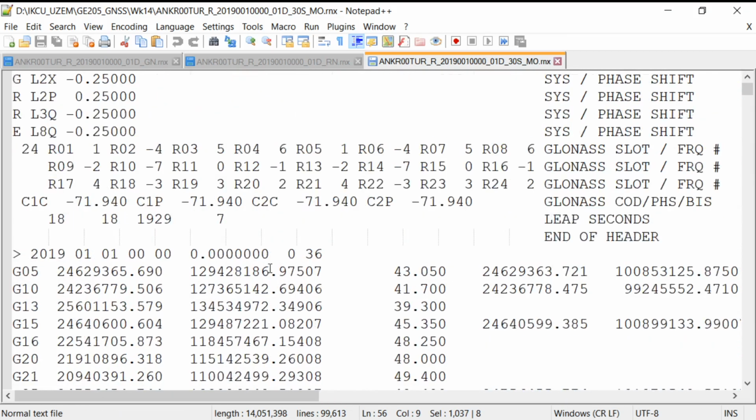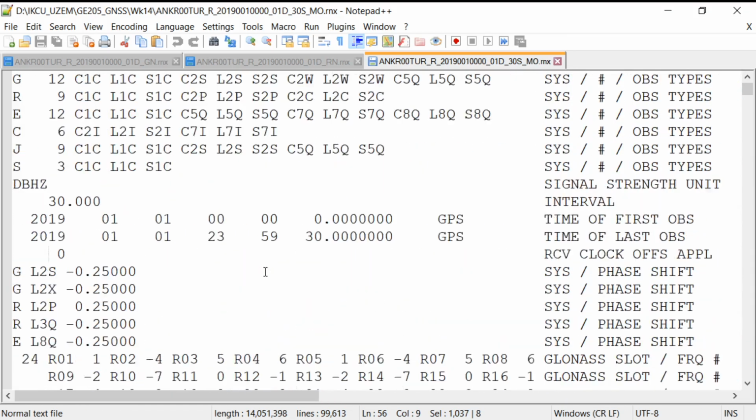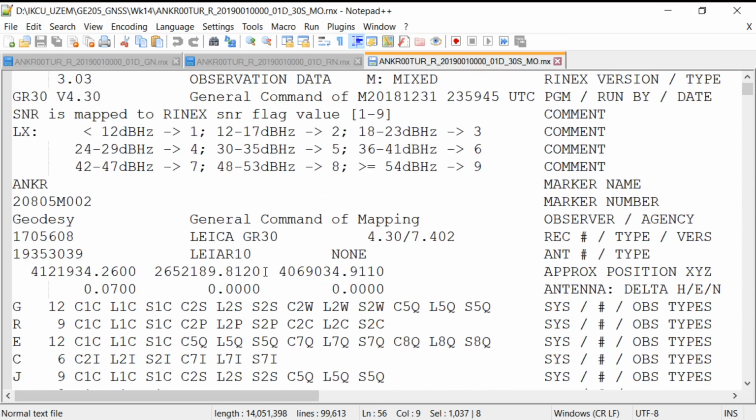So this is the description of the observation file. Within this observation file, the satellites or the antennas capture the signals, and the receivers demodulate the signals into the navigation and observation file. And within the observation file, we include the pseudo range observations and the phase observations.